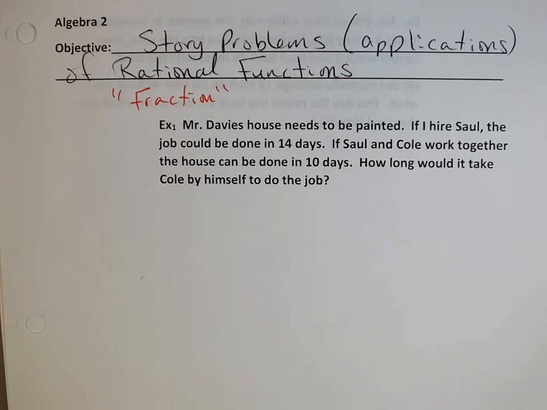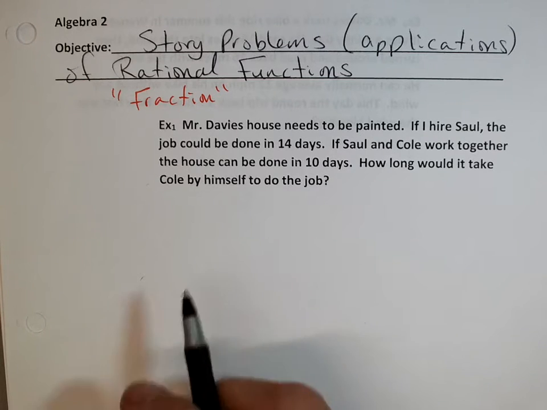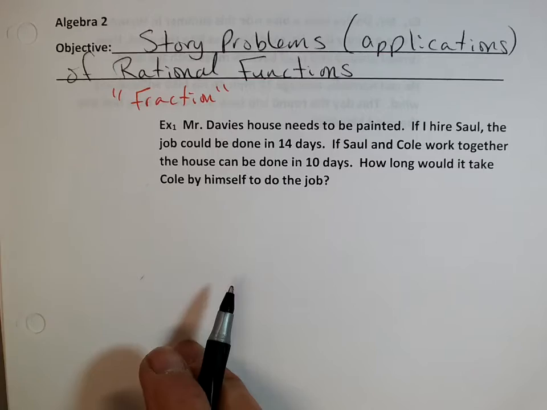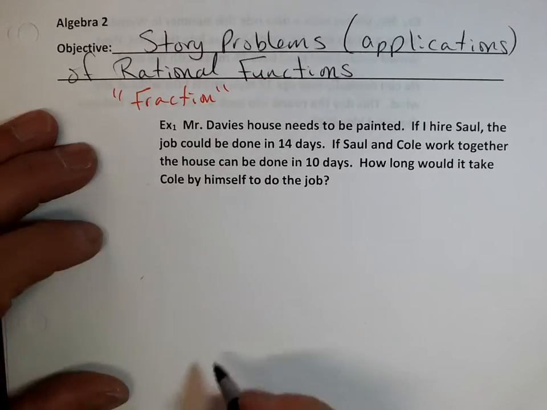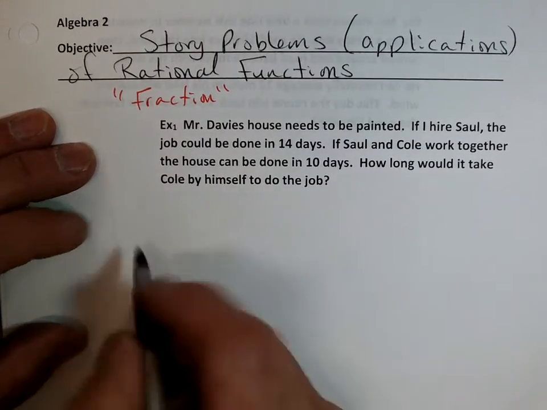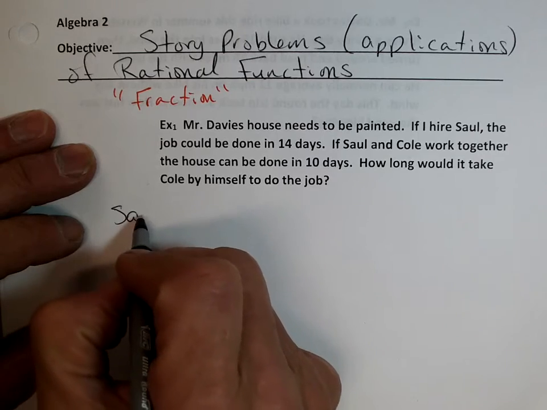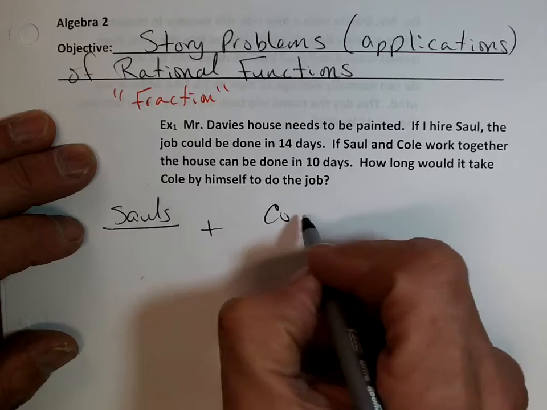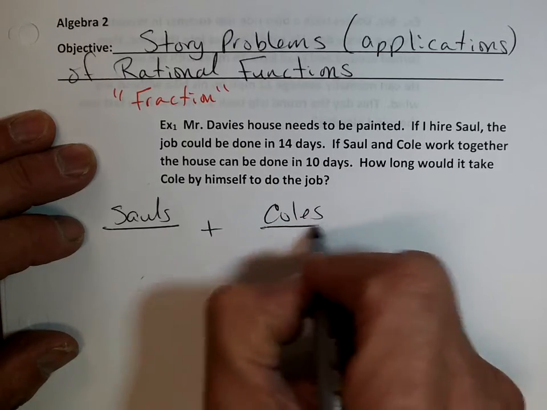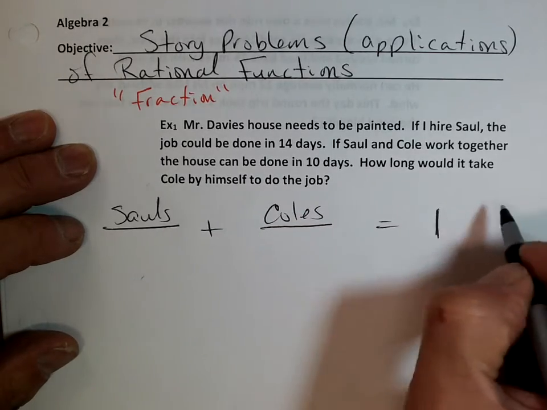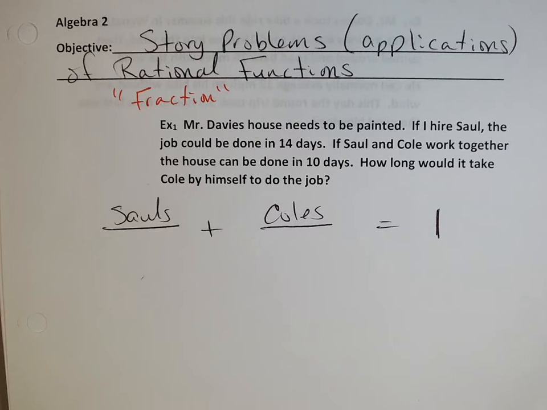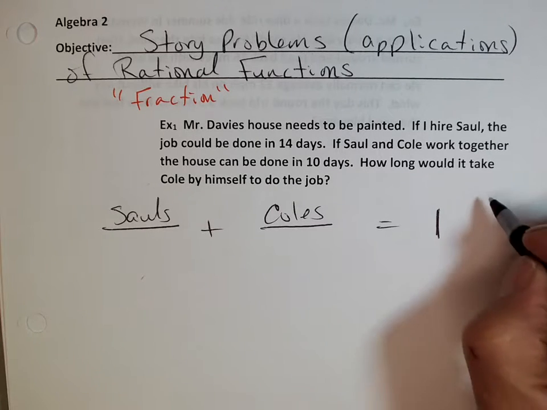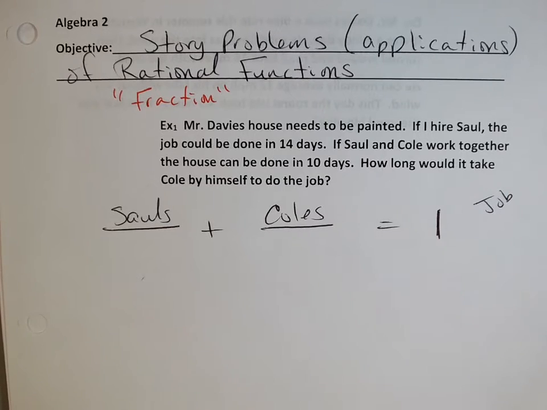So here's how it works, okay? You're going to have the amount of time it takes them to do it together. So we're going to do a fraction. We're going to have Saul's work plus Cole's work equals 1, because it's one job. We're only going to paint the house once. So Saul's work plus Cole's work has to equal the one job.